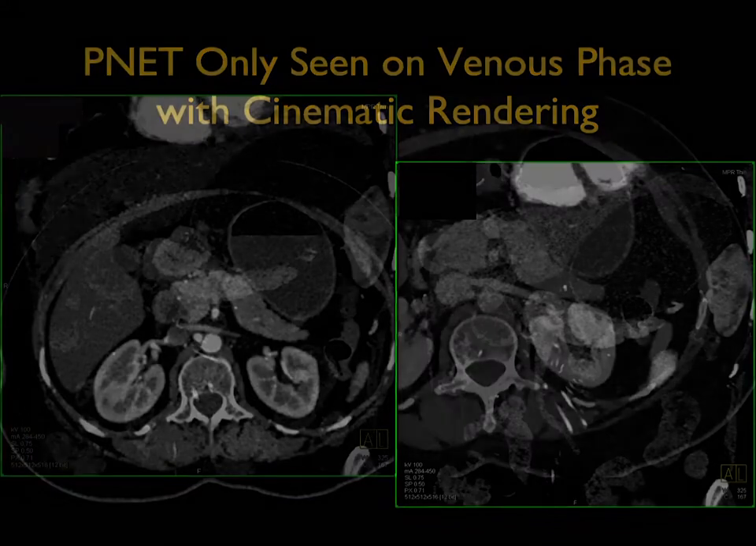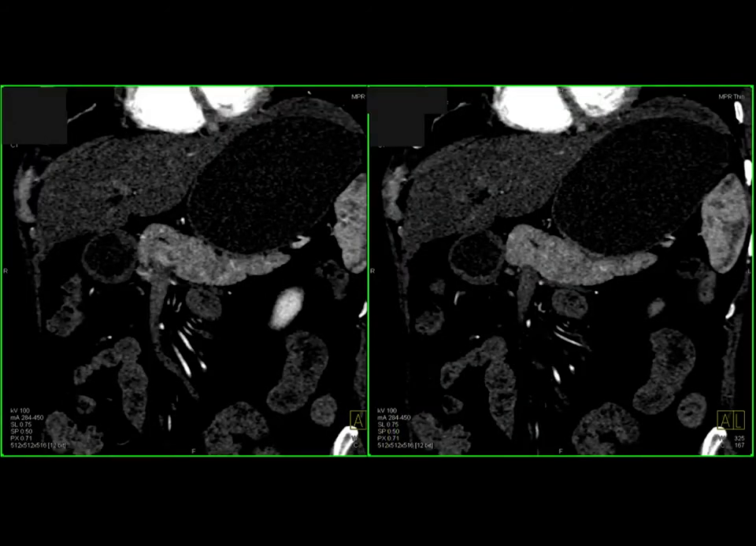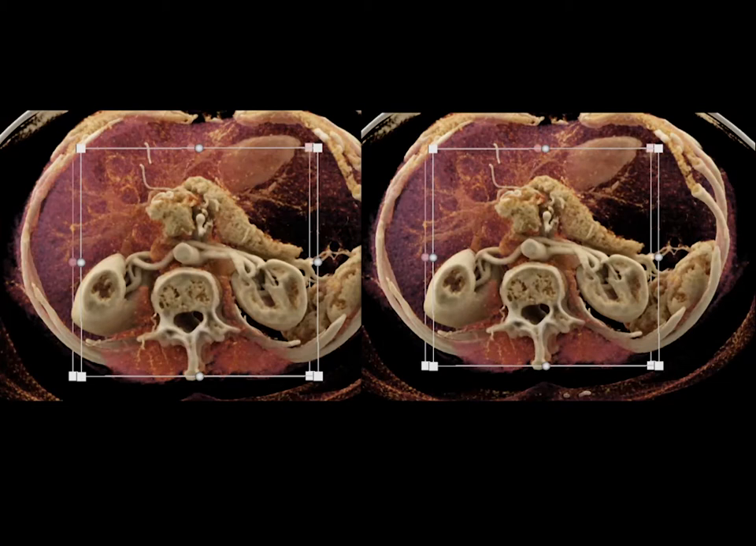tumor, a neuroendocrine tumor, junction, body, and tail, and you're not seeing it. And perhaps the image on your right, you can sort of see it. And I know where it is, and I'm trying to show it to you on arterial phase imaging, but on venous phase it is appearing. But now we go to cinematic, and there it is, the pancreas looking okay.